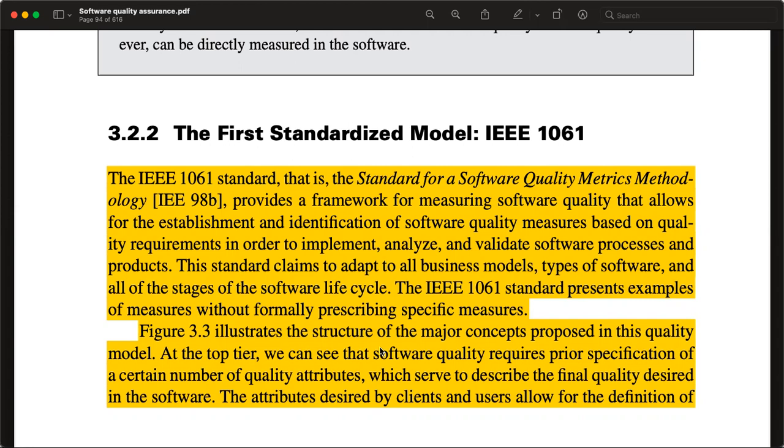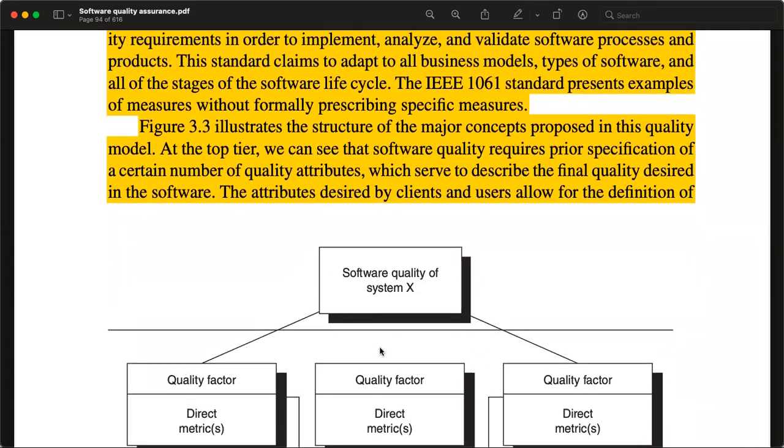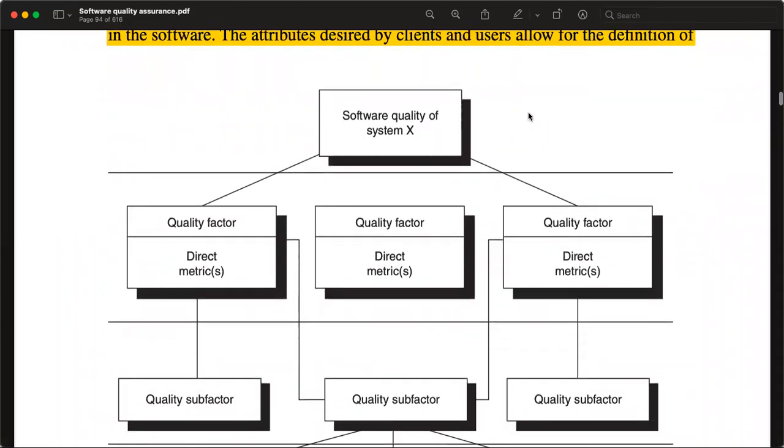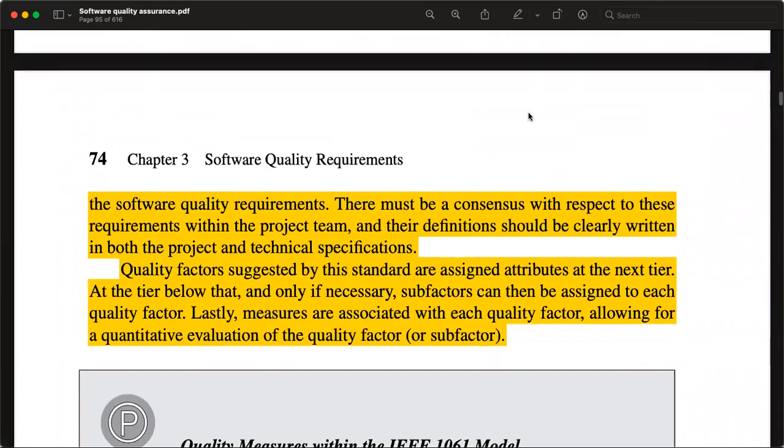Figure 3.3 illustrates the structure of the major concepts proposed in this quality model. At the top tier, we can see that software quality requires a specification of a certain number of quality attributes, which serve to describe the final quality attributes desired by the client and users, and allow for the definition of software quality requirements. There must be a consensus with respect to these requirements within a project team, and their definitions should be clearly written in both the project and technical specification.